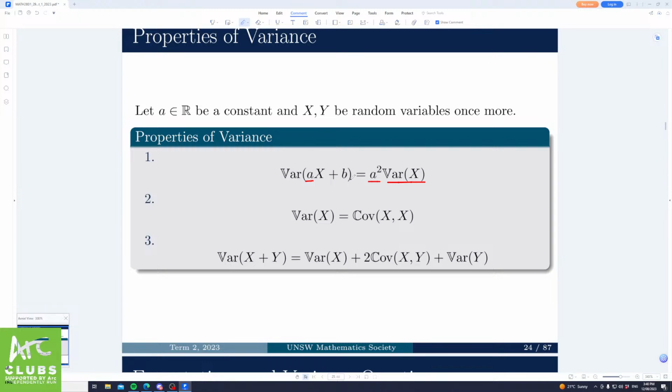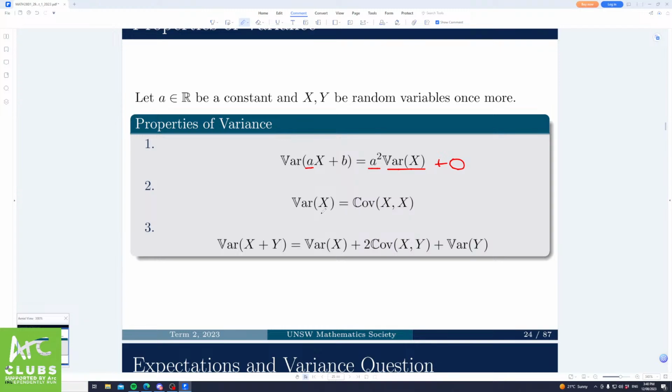We hit a constant b. It's important to note that the variance of a constant is 0. Okay, so var of b just becomes 0. So we don't include it.